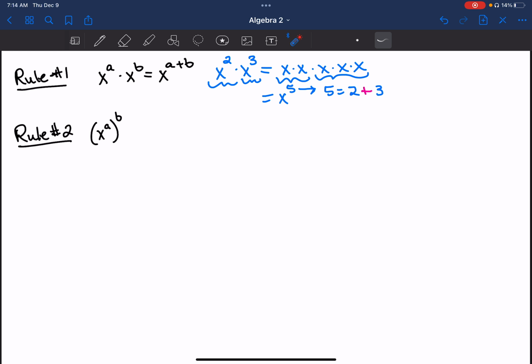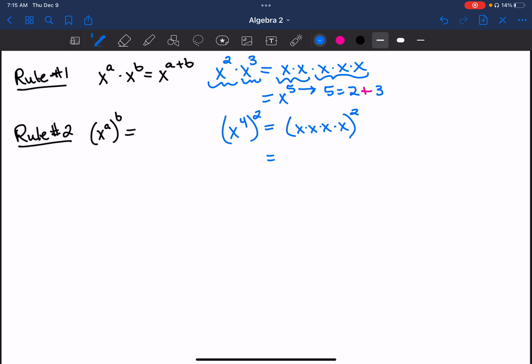Well, let's think about it. What does this really mean? So let's say I have x to the 4th squared. Well, that means I have x times x times x times x squared, which is still not as simple as we can make it, because what is squaring something?